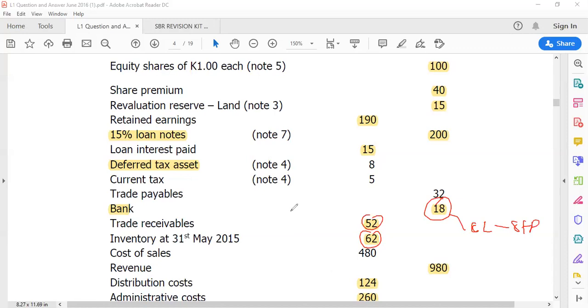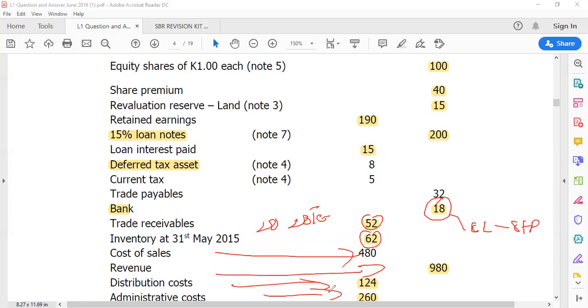And then there is no note attached. If there was a note attached, we would have told you to wait. But here, no note. Please see that. Just like the cost of sales, there was no note. Okay. Revenue, there was no note. This, no note. That one, no note. These are free marks, ladies and gentlemen. So let's go. 52, 62, and 18. Let's go and post these figures.